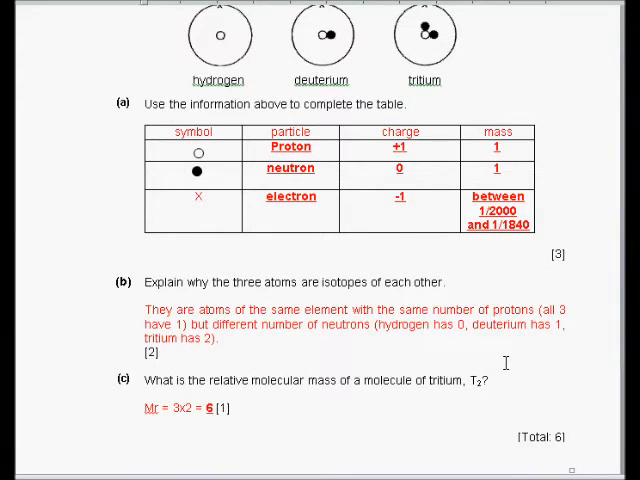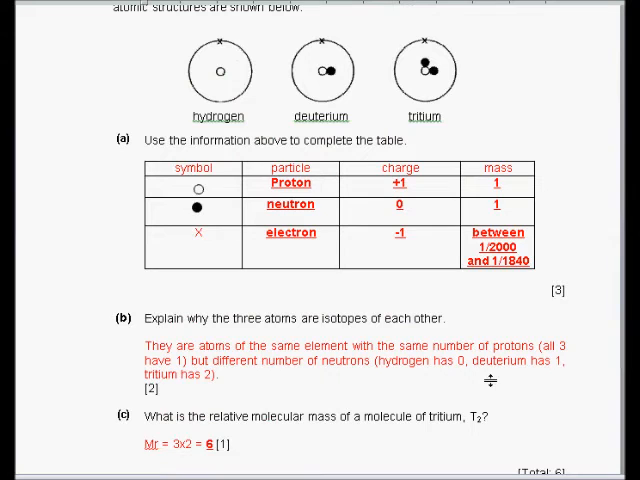Okay, what is the relative molecular mass of a molecule of tritium, T2? So there are two of this. So first of all, you have to tell me, I mean the Mr would be the number of, Mr is basically the mass number, okay, which is the number of proton plus neutron. So in this case, there are 3, and tritium, there are 2 tritium atoms, so it will be 3 times 2, which is 6.